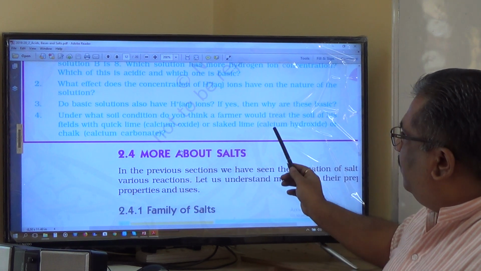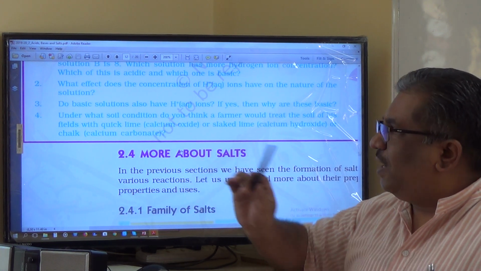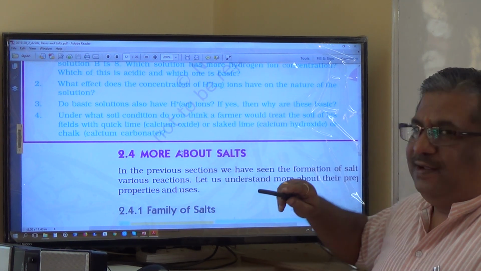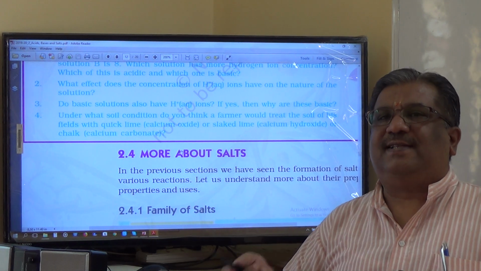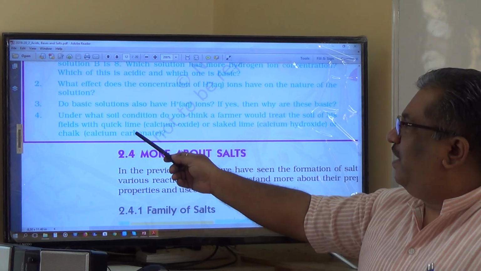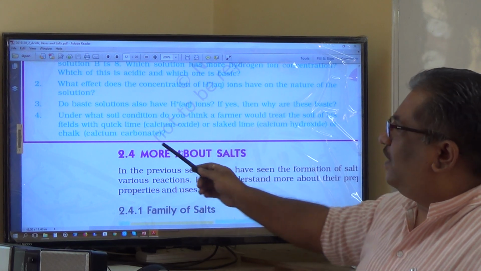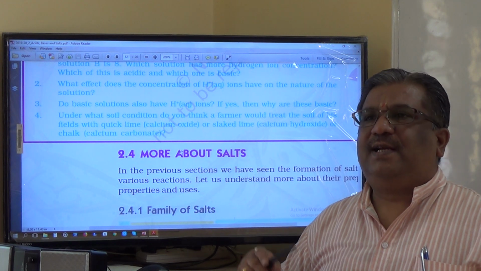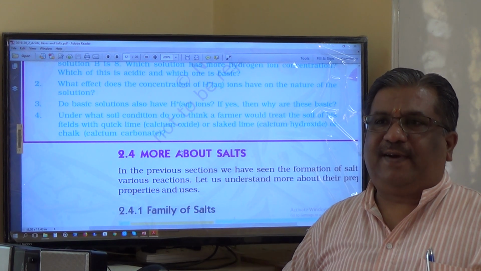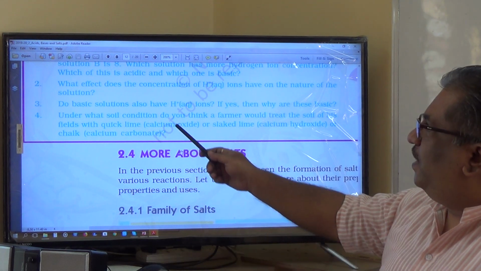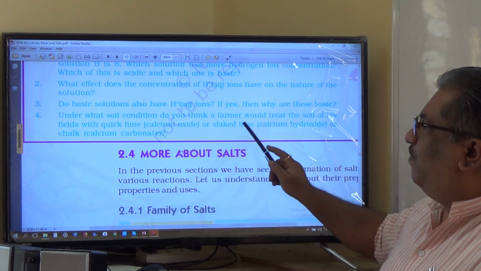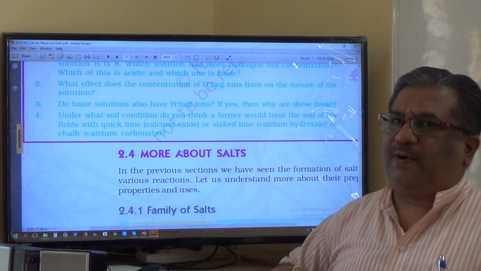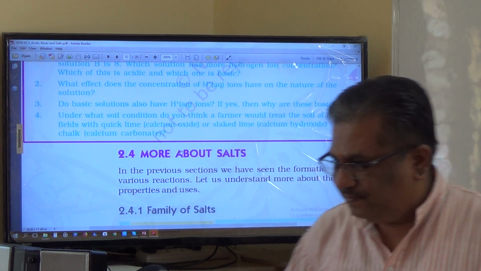The nature of all these is basic, and therefore under what soil condition do you think a farmer would treat the soil with the bases? When the soil condition is acidic in nature, then he will treat it with quicklime or slaked lime or calcium carbonate in order to neutralize the effect of acid, because otherwise it may affect the crop production. So if the soil is acidic, the farmer would treat the soil with calcium oxide, slaked lime or calcium carbonate to nullify the effect of acid. Next one.